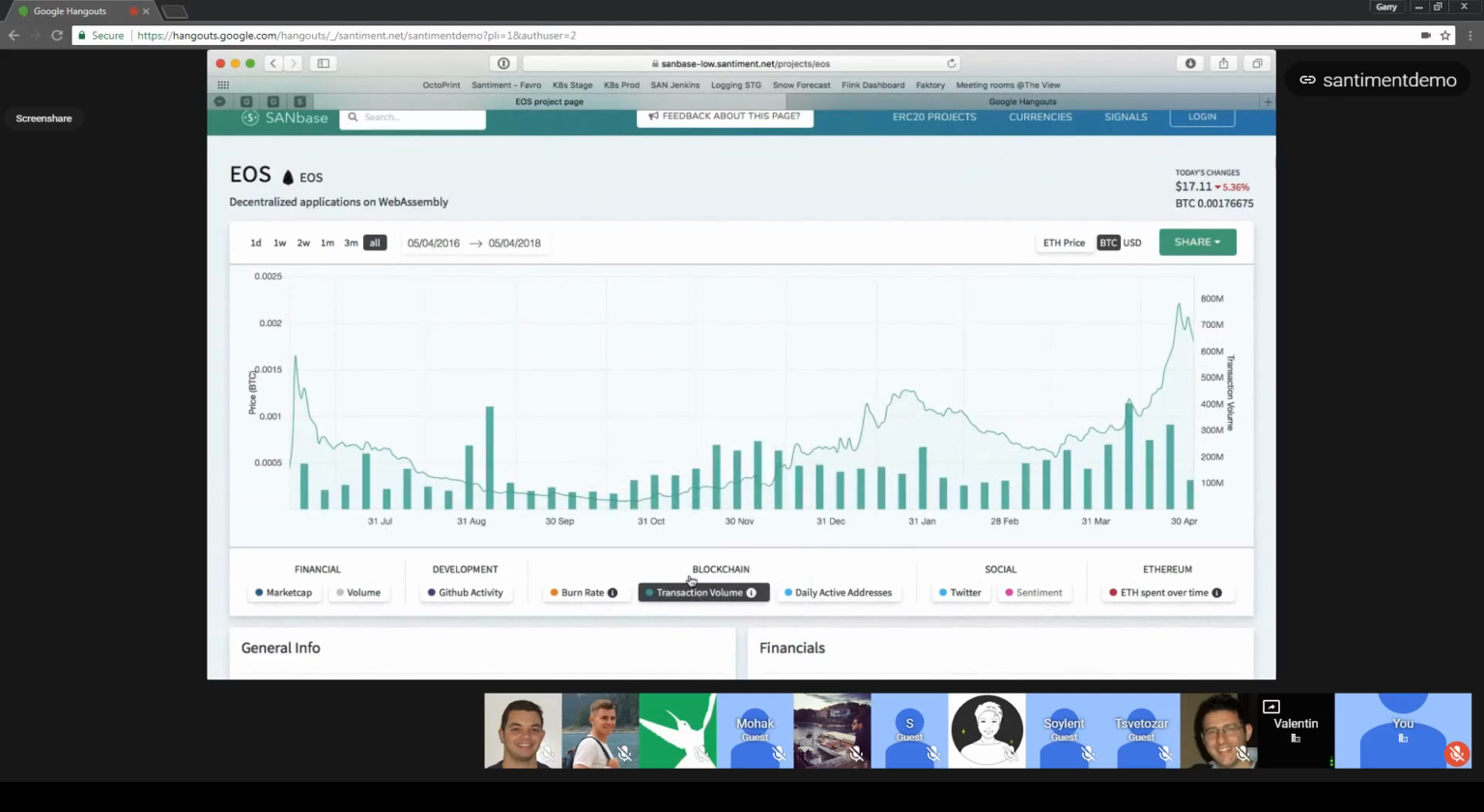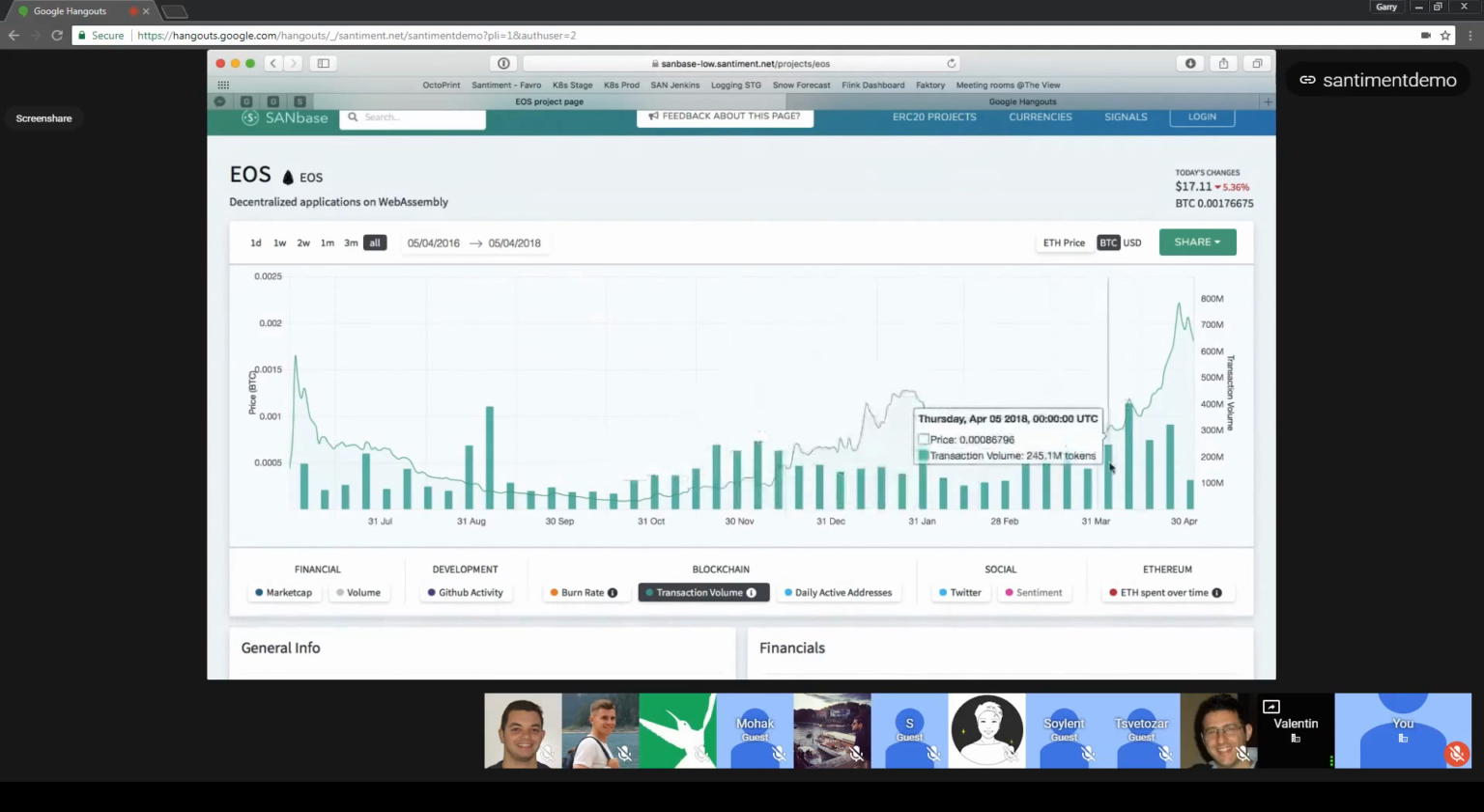Here, transaction volume is actually not the volume that has been traded on exchanges. This is the volume that has been exchanged on chain. So in order to calculate this, we parse the Ethereum blockchain, we look at all the EOS transfers on the chain, and we aggregate this across time. So you see that, for example, on 7th of December, there have been 250 million EOS tokens transacted on chain.